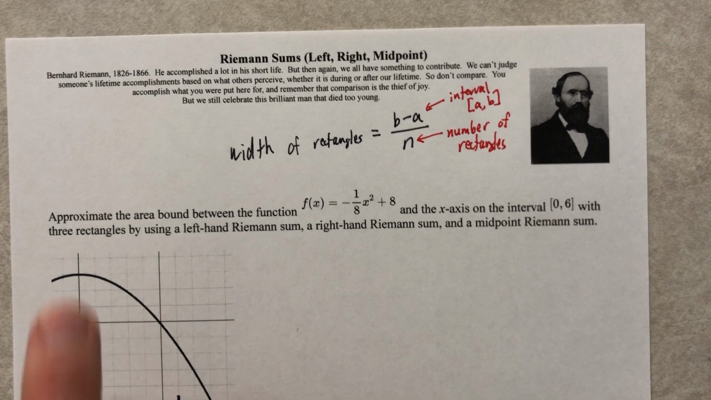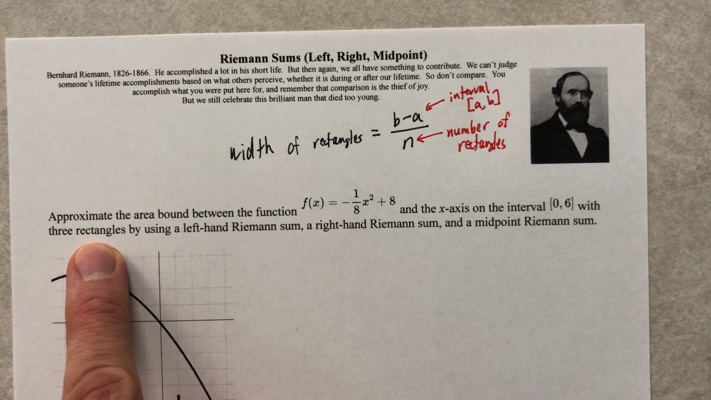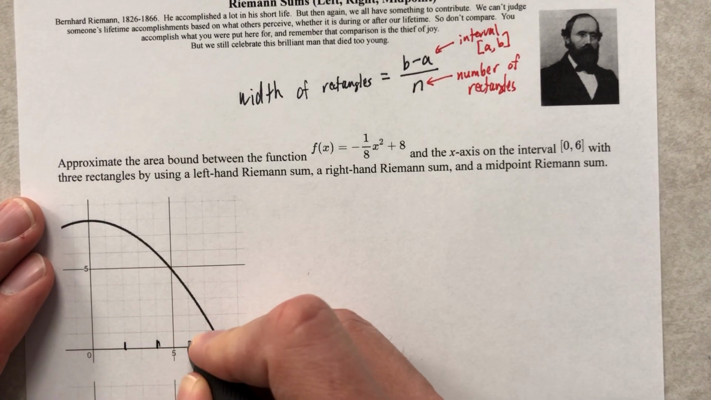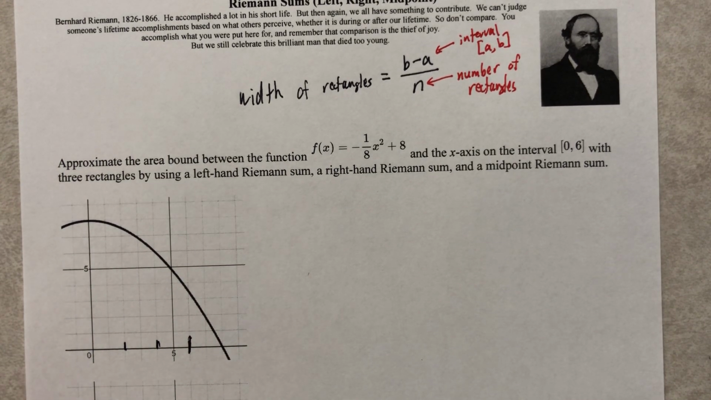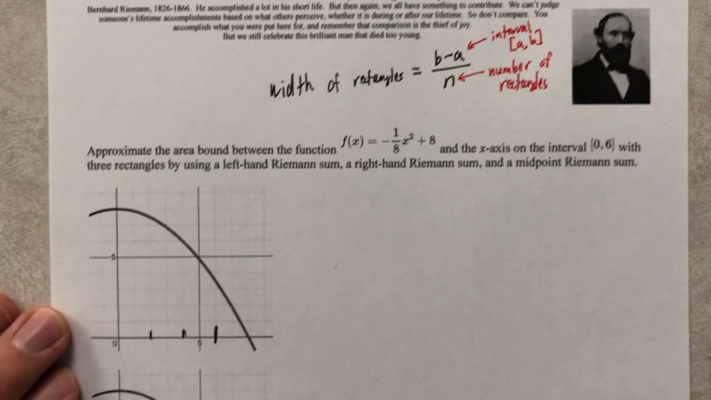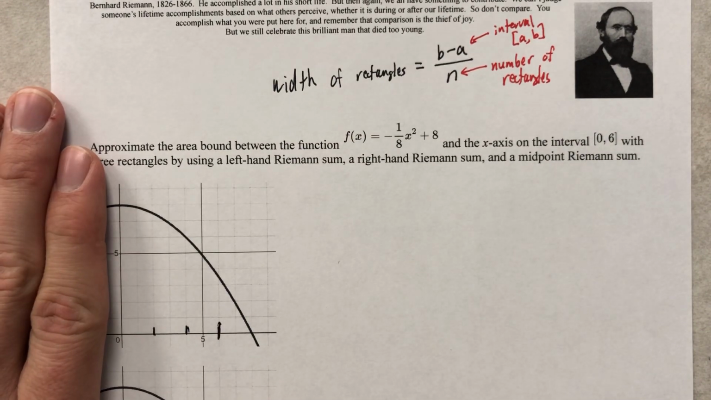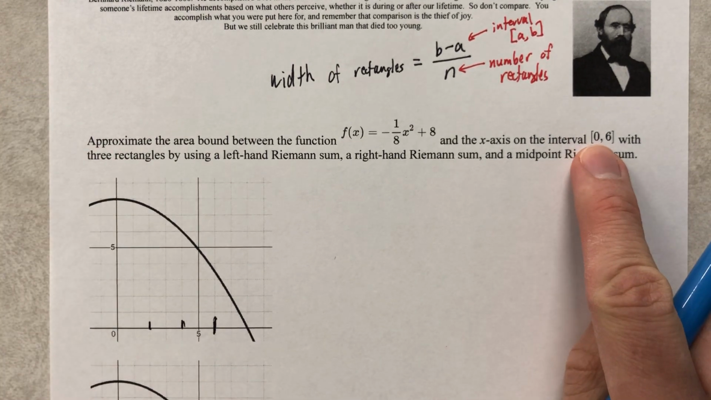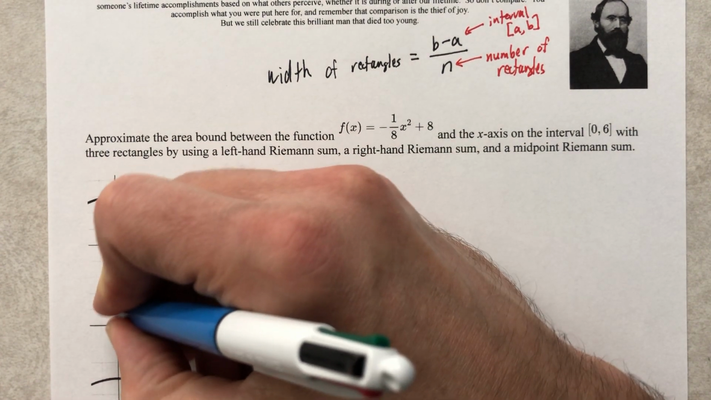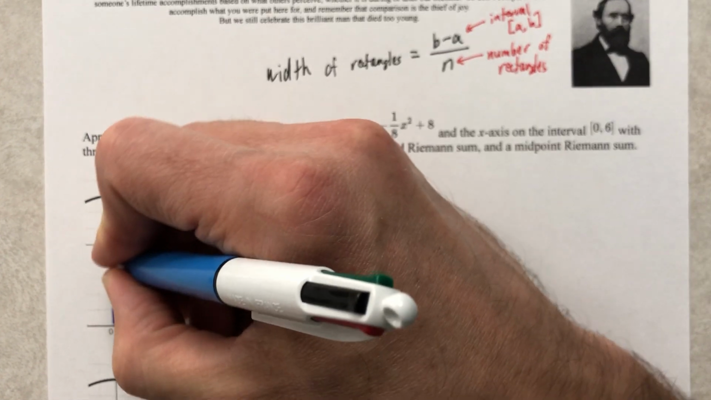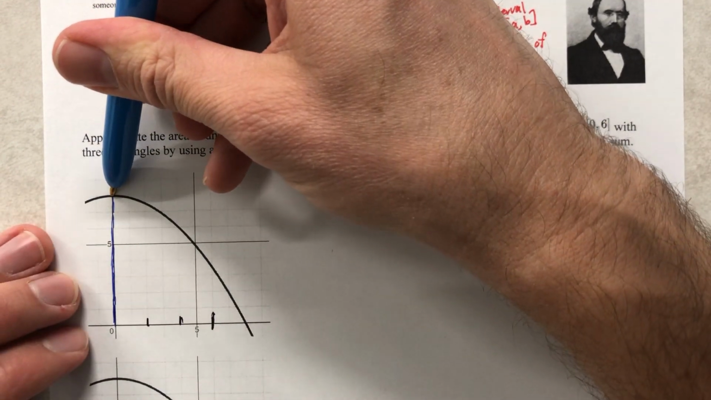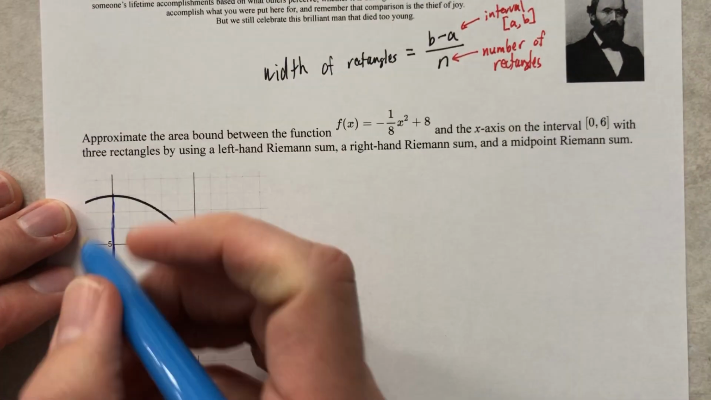All right, back to the problem at hand. 3 rectangles of equal width, and we are going to let each rectangle be 2 units wide, okay? And so I'm going to use a left-hand sum. Follow me closely. I'm going to use this ink pen instead. I will start on the left of this interval, which is at 0, and I'm going to go up from 0 until I hit the function, and then I'm just going to stop and hold my pen there and say, I'm done with the height of my rectangle. Now let's move over 2 units.